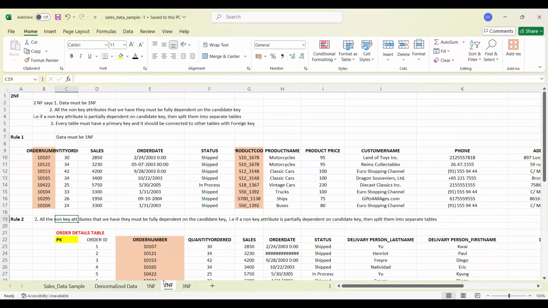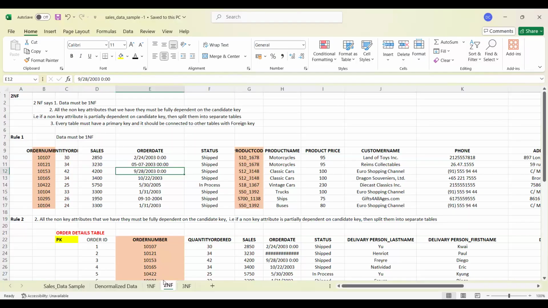The second rule is that all non-key attributes that we have must be fully dependent on the candidate key, correct? So this order number and product code is our candidate key. Non-key attributes means the remaining columns which are not part of the candidate key. If we didn't define any key on a column, maybe primary key, foreign key, or candidate key, we call that a non-key column or non-key attribute, right? We saw this concept on the previous day itself.